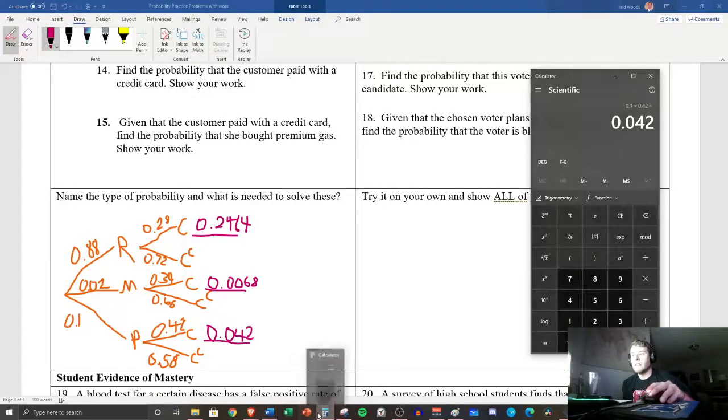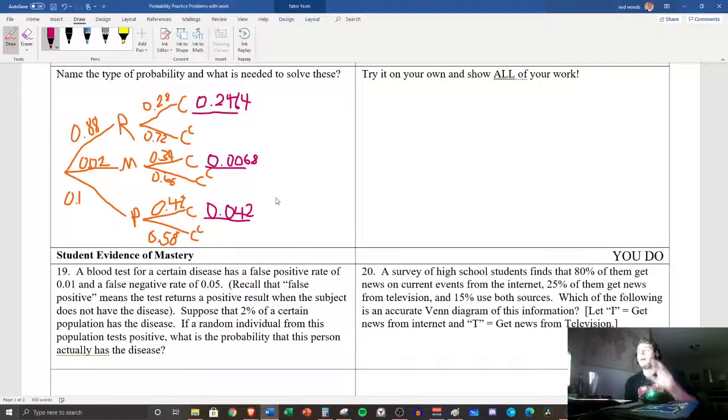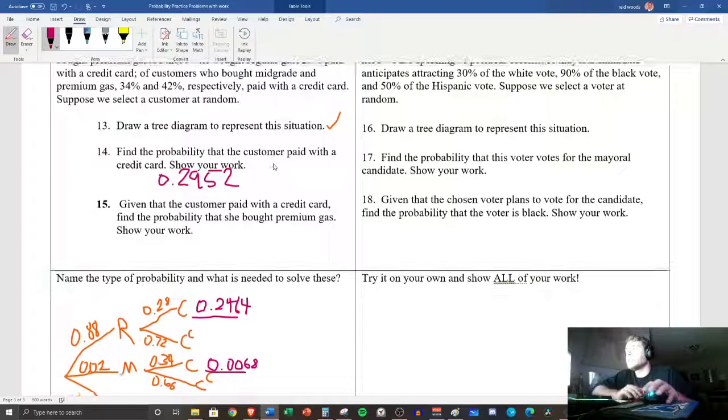All right, so now let's add these together. So we want 0.2464, plus 0.008, plus 0.042. So there's our answer, 0.2952. So 0.2952 is going to be the probability that they're going to pay with a credit card. That's just from all the people that are buying gas. That's going to be their probability.